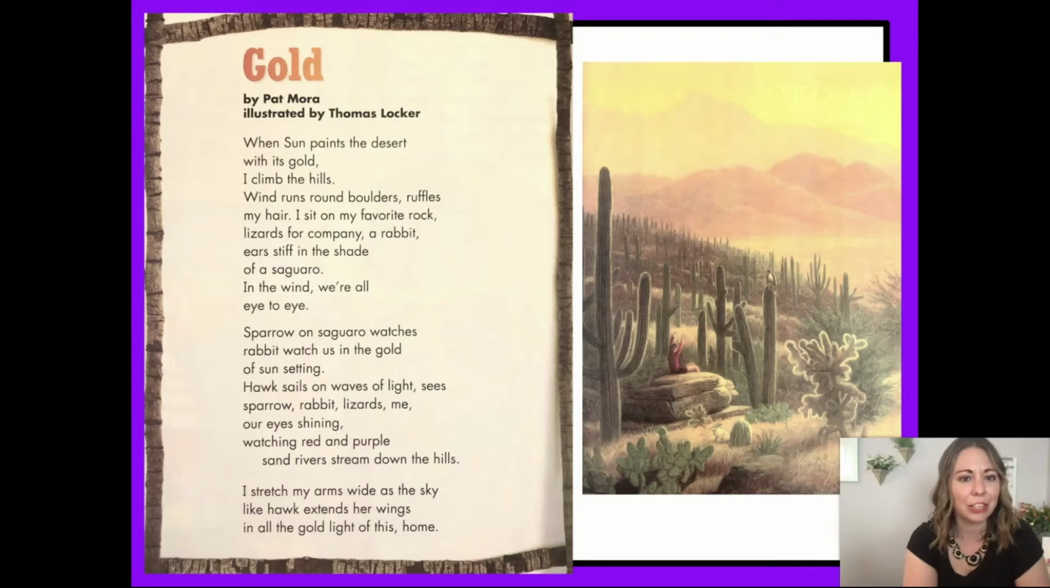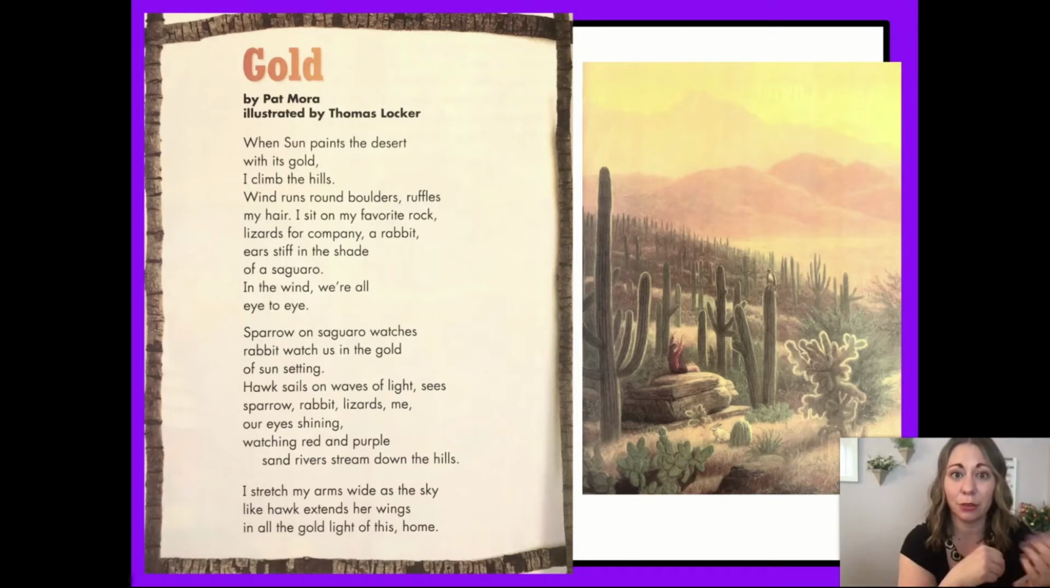So this one is kind of an interesting poem. So think about the author, Pat Mora, is really describing a setting here. They're describing the desert, right? And also I want you to notice, does this poem rhyme at all? No, there was no rhyme. This poem is in what is called free verse. So there's no rhythm and there's no rhyme. So that can make it a little bit more interesting to read.